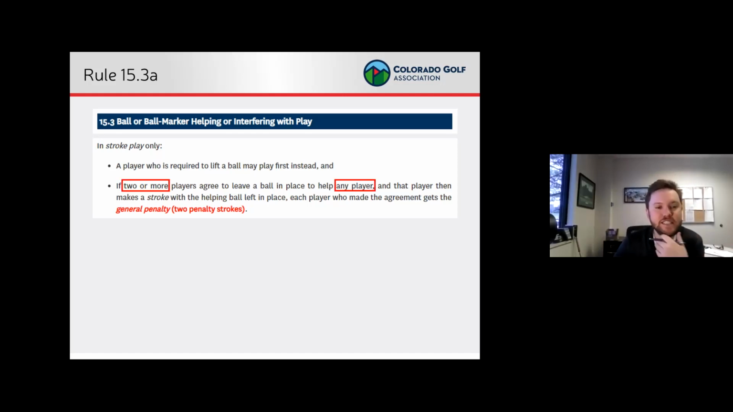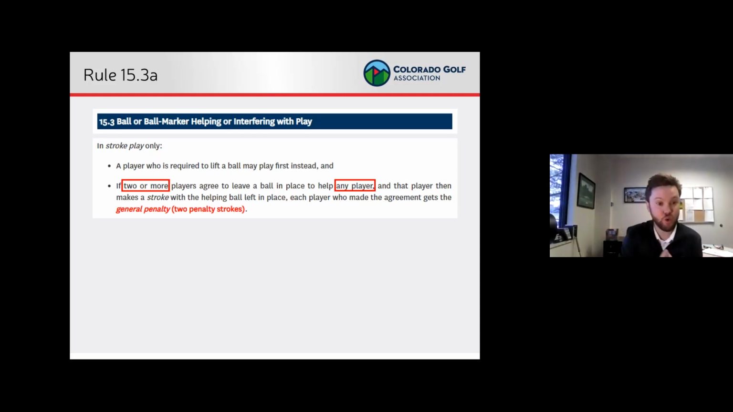This is something I put on the CGA's rules quiz this year: two or more players agree to leave a ball in place to help any player. So it's not necessarily the two players involved. If it's my ball or player B's ball and I'm the one chipping, and I ask them to leave it in place, or they say, hey, Robert, I'll leave it in place for you, that's applicable certainly. But it could also be that player A and player B are both on the putting green, and I say, hey, let's leave our balls to help player C backstop, and he says, yeah, that's fine, let's do that.